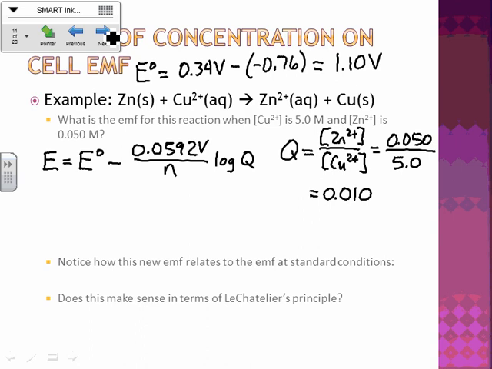Alright, so now we have everything except for our N, but we can probably figure out our N pretty quickly. How many moles of electrons are being transferred in this particular reaction? 2. Because the copper's going from a 2 plus to just copper, and the zinc is going from a 0 to a 2 plus. Alright, so now that we've got everything, we can calculate our E. E equals E0, which is 1.10 volts, minus the 0.0592 volts divided by 2, times the log of 0.010.